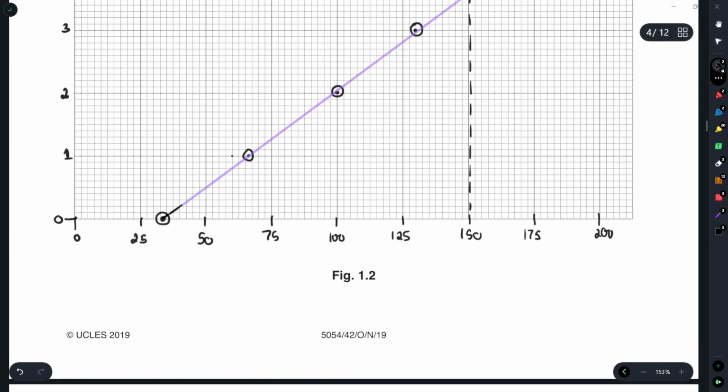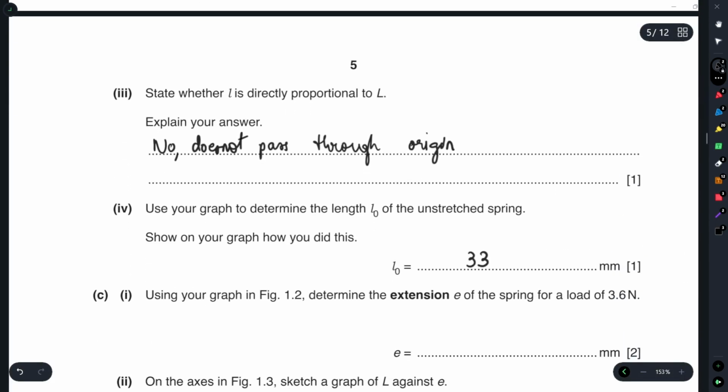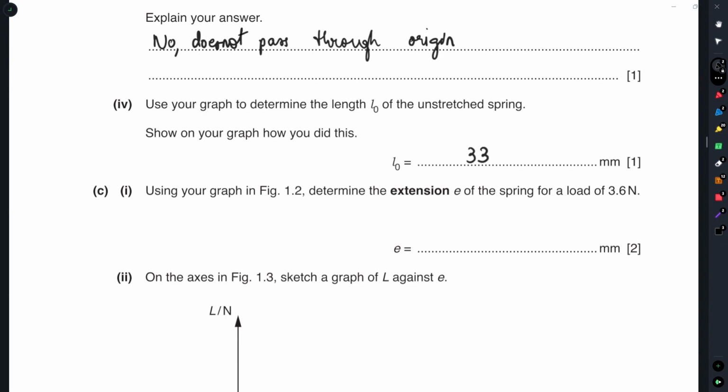Alright. Now the initial length is 33, so you subtract the 33. The question only wants your extension, not the length of the spring. So this right here is going to be 150 minus 33, and that's going to give me 113 approximately. 33, so 117 approximately, 117 millimeters. अब आप 117 दें, जाहिर सी बात है क्वेश्चन ग्राफ से एग्जैक्ट वैल्यू की बात कर रहा है, तो you're not going to round this off.